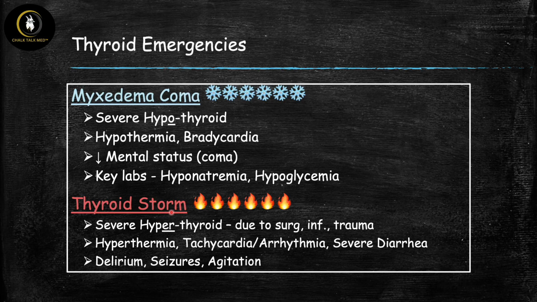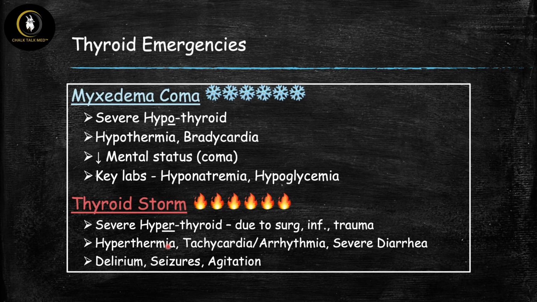The other end of the spectrum is thyroid storm. So again, you can tell from the name it has storm, so that means a lot of activity, a lot of action. So this is severe hyperthyroid. And this usually happens when there's a stressful event like surgery, infection, and trauma that leads to a burst of catecholamine release in someone who has underlying hyperthyroidism, essentially pushes them over the edge.